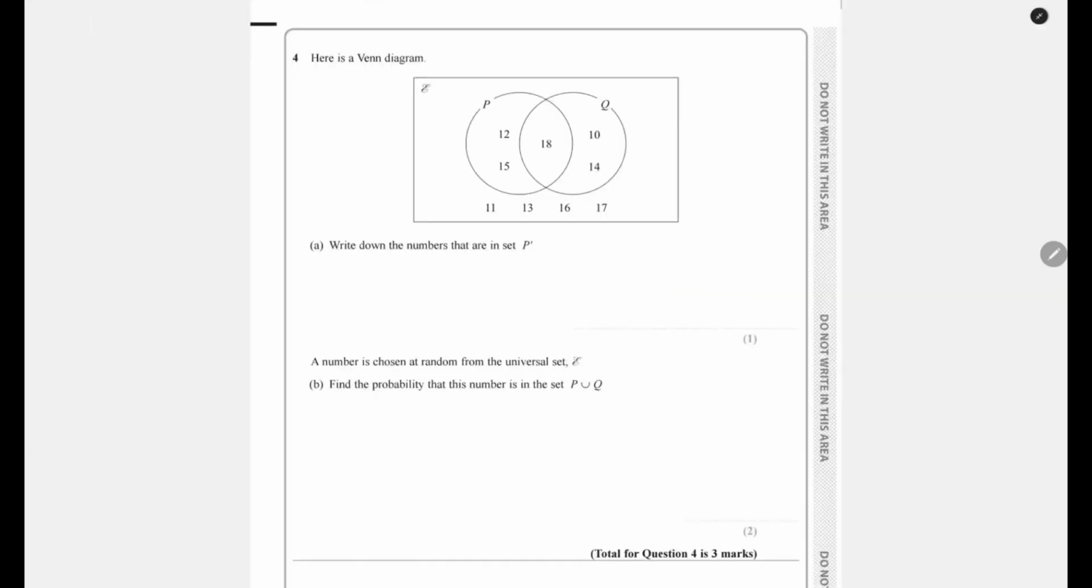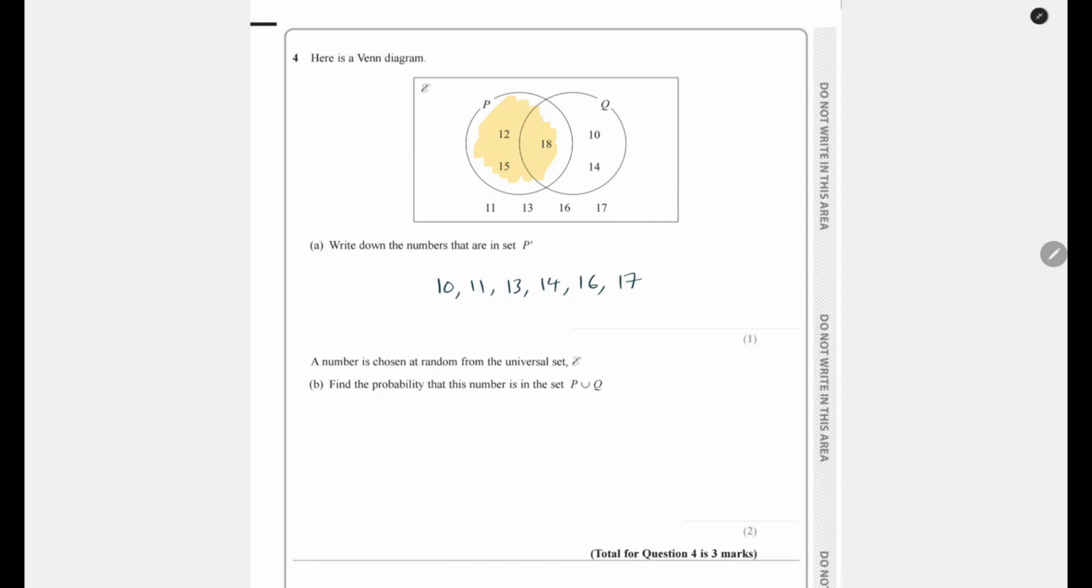Question 4 is about Venn diagrams. Part A says, write down the numbers that are in set P complement or P dash. And that basically means all the numbers that are not in P, or not in this shaded area. So that leaves us with 10, 11, 13, 14, 16, and 17.